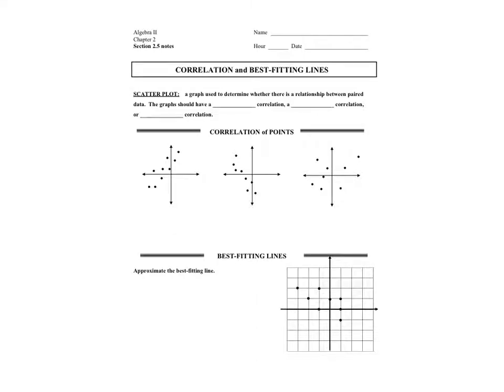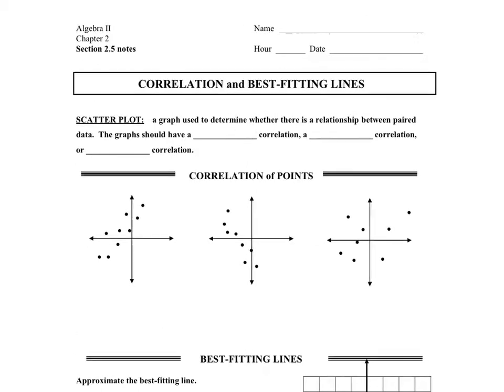All right, so 2.5, we get into correlation and best fitting lines. We kind of put together the whole reason why we have to write equations for lines in this section. A scatter plot is something you've probably heard of before. It's a graph used to determine whether there is a relationship between paired data.